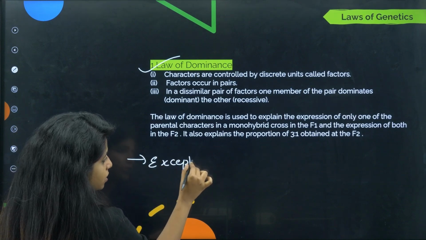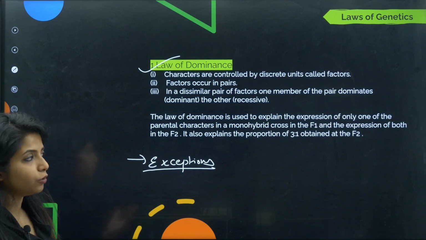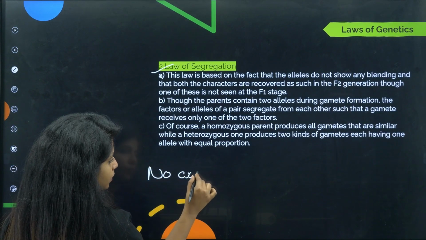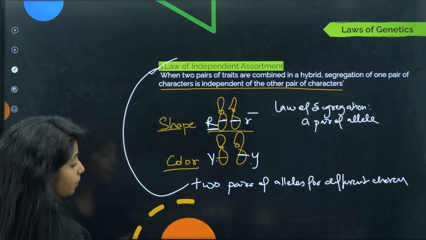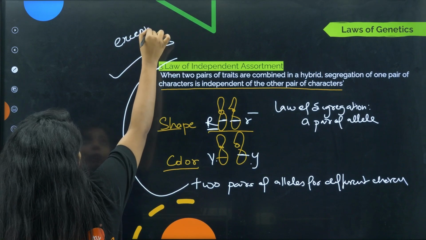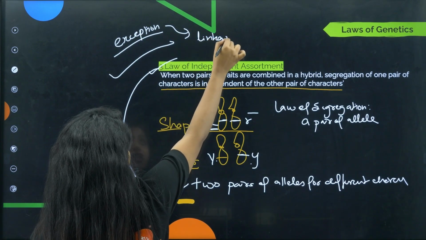Now law of dominance has exceptions. Co-dominance, we have incomplete dominance and pleiotropy and all of them. Segregation, no exceptions. Now, law of independent assortment, an exception is there, and that is what we are going to study in the next class. And the exception is linkage, because linkage definitely occurs.